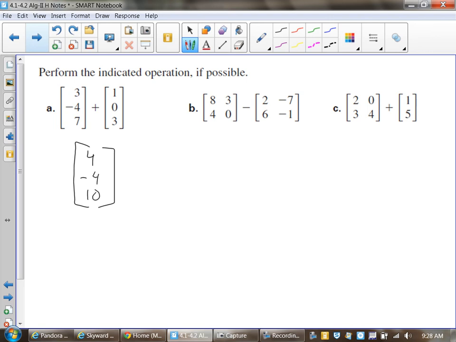Okay? And B, can I subtract those two matrices? They have the same dimensions. They're a 2x2 square matrix. So your result would be 6, 10, 10, negative 1.